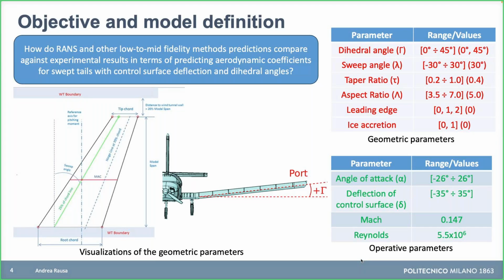The study for this reference planform will be made by varying the angle of attack and the control surface deflection. The angle of attack is between -26 and 26 degrees, because we want to capture stall. Deflection on the control surface is between -35 and 35 degrees, whereas Mach and Reynolds numbers are set by the experimental campaign. So the Mach number is approximately 0.15, and the Reynolds number based on the span of the model is 5 times 10 to the 6 power.